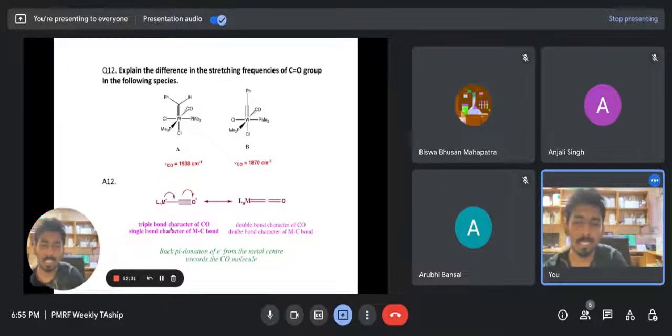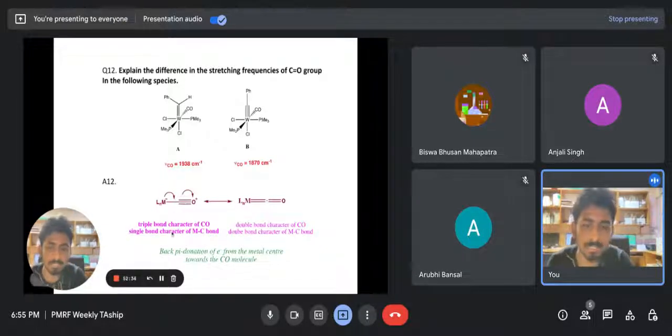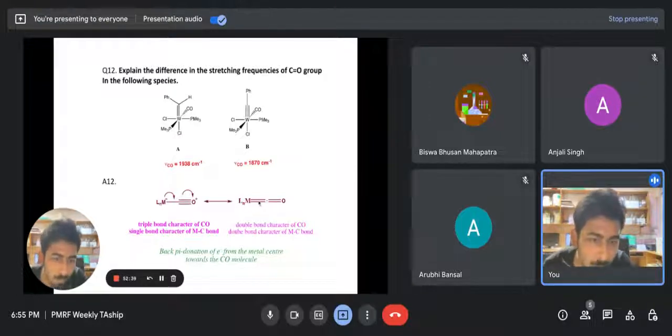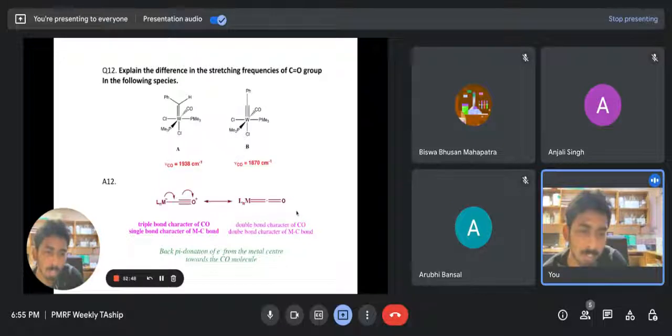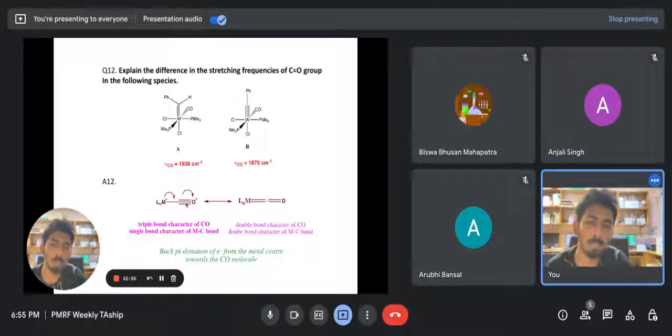On the left hand side you can see the triple bond character of the CO and the single bond character of the M-C bond. But on the right hand side you can see the double bond character of the M-C and the double bond character of the CO. So from a triple bond character of CO with the electron pushing towards the CO, we are having a double bond character. So bond order 3 is going to bond order 2, and the M-C bond order is going from 1 to 2. So the M-C bond is getting stronger when the back donation from the metal to CO takes place, and the CO bond gets less stable, or its stretching frequency decreases, when the back donation takes place.